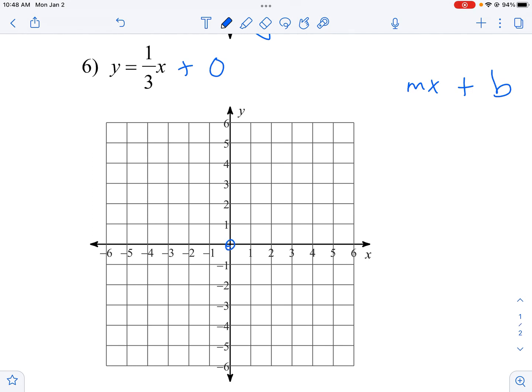So it's +0. So my y-intercept is 0, and then I have a slope here of 1/3, which is going to be up and to the right. So I'm going to go up 1, right 3, up 1, right 3. You can also go down and left to get points like that. And then you connect your line, and voila, there you go, level 1 graphing.